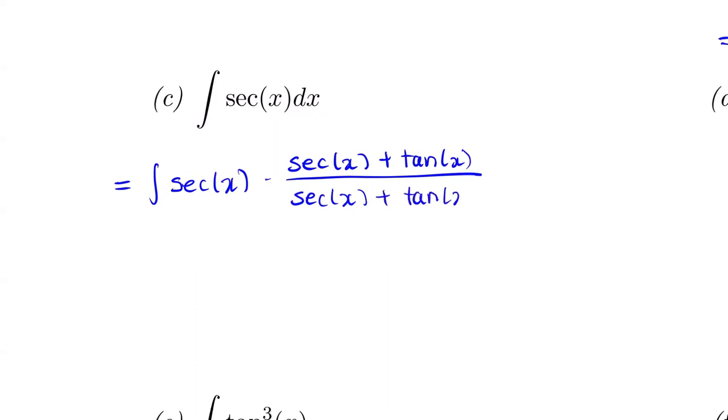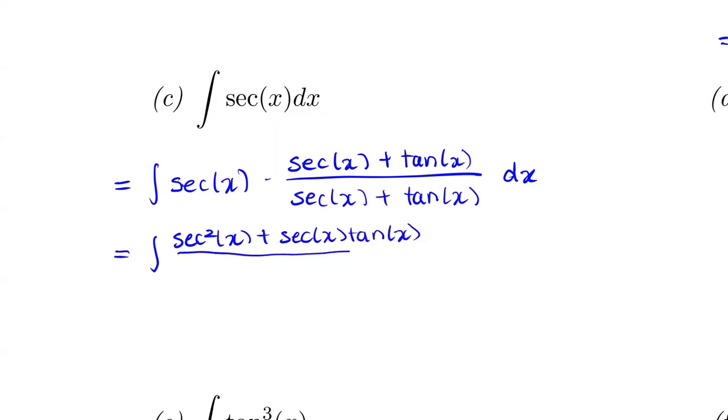The reason I'm doing this is because if I expand this, I have secant squared of x plus secant of x tan of x, divided by secant of x plus tan of x, dx.